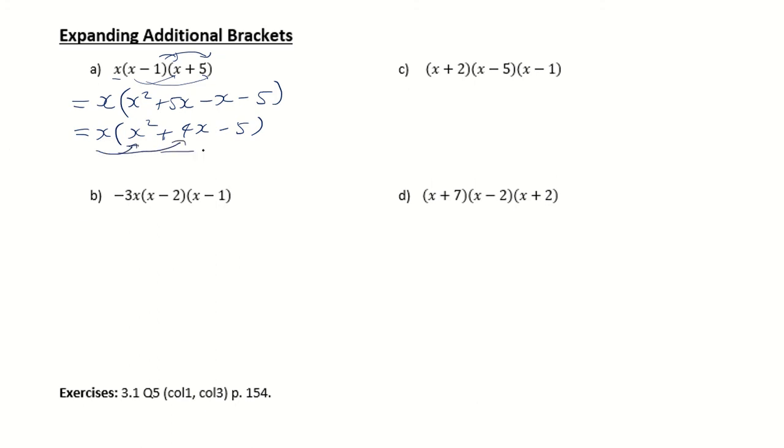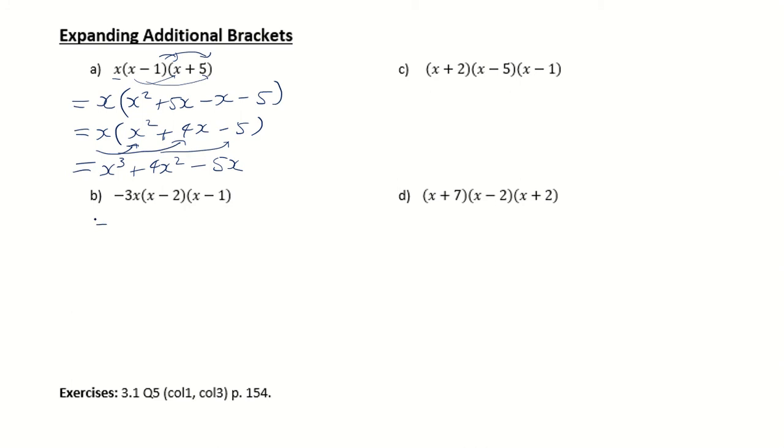Now, what we need to do is times our x out the front by all three terms in the brackets. You don't have to draw the arrows, remember this is just showing you. So x times x squared, which is of course going to give us x to the power of 3. x times 4x will give me 4x squared. And then x times minus 5 is negative 5x. So not necessarily more difficult, just more steps.